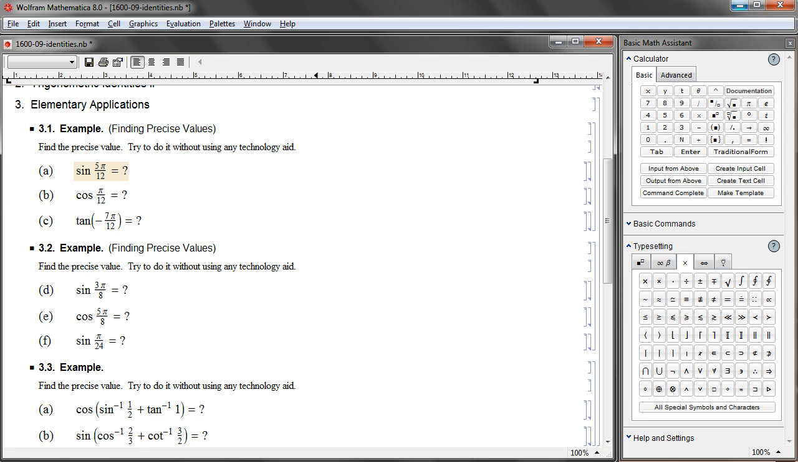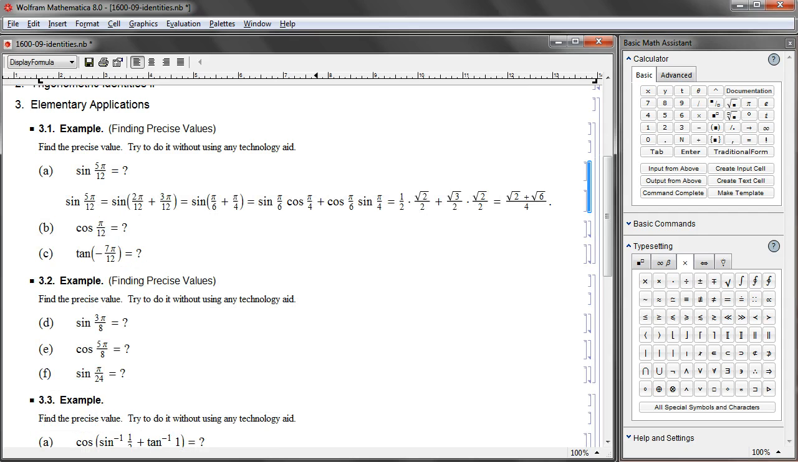Now let's go back to the problem. Sine of 5 pi over 12. 5 pi over 12 does not appear in the trig table. So how do you find out the precise value without using calculator? Well, this is how. You can decompose 5 pi over 12 into 2 pi over 12 plus 3 pi over 12. This decomposition is not unique. So this may be one way to handle, or another way to handle it, there may be something else.